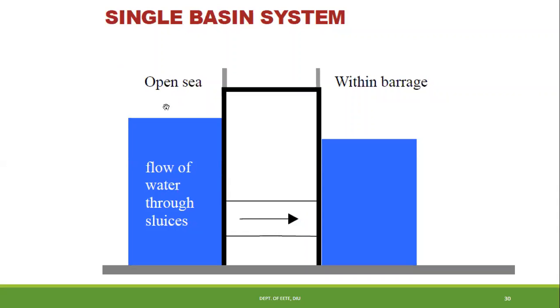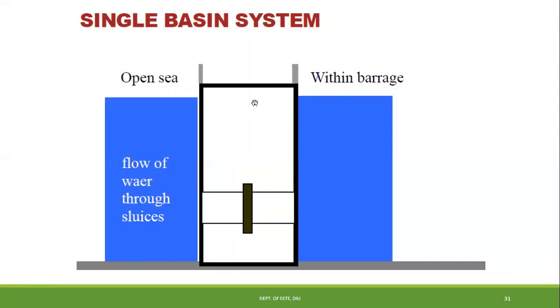Suppose this is the sea, this is our barrage or our basin, and in between is the turbine. When the water level is high in the open sea, we know that from the higher level the water will flow to the lower level. So the water will flow through this turbine, hit the turbine, and the turbine rotates. When the levels are the same, there will be no flow.